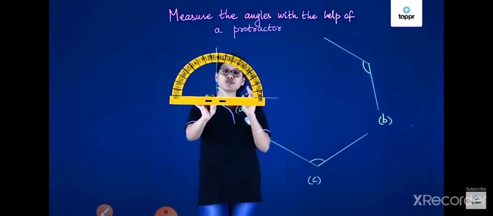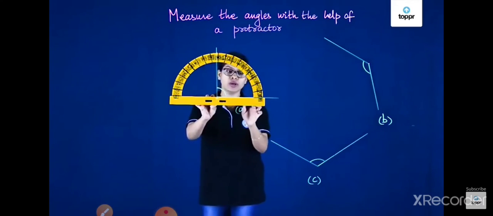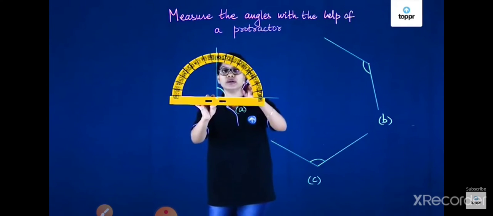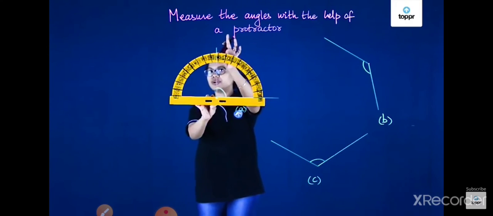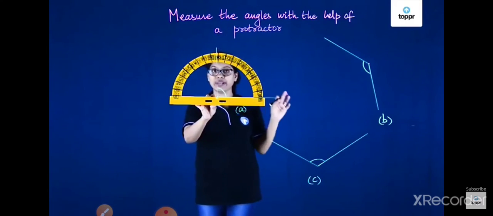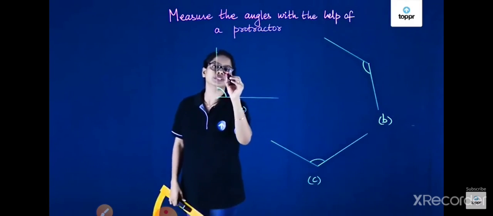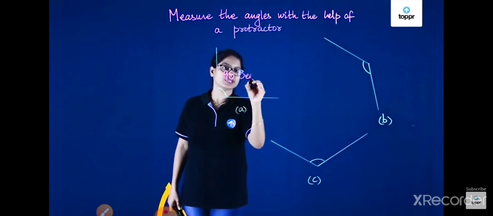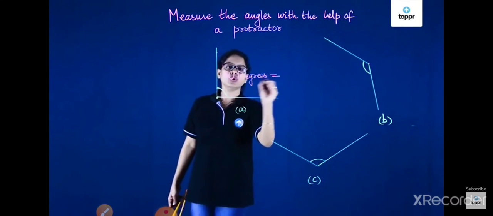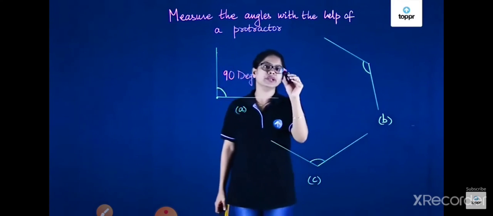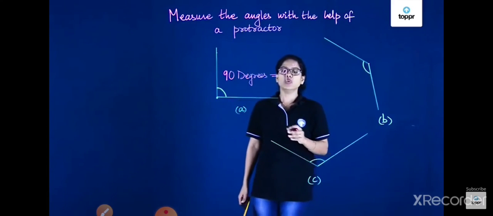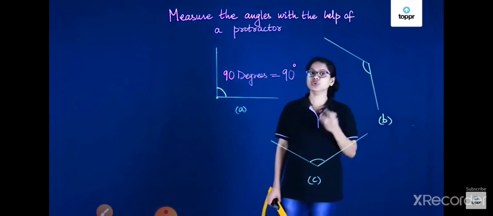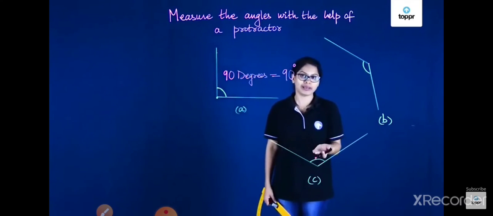When we measure, we must remember always to start with the 0 mark. So we follow the 0 mark and move ahead: 0, 10, 20, 30, and the reading ends right here at 90. Since the protractor shows 90 where the line segment ends, the measure of this angle is 90 degrees. We do not want to write degrees every time, so we write it in short as 90, and degree stands for this small circle on top. Degrees is a unit in which we measure an angle.